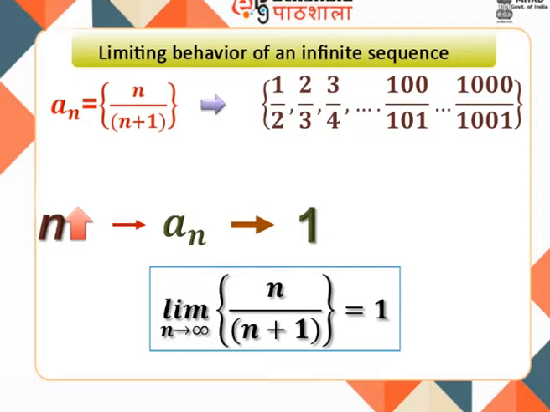As n becomes larger and larger, successive terms become closer and closer to unity, but none of the terms is exactly equal to unity. This behavior is expressed by writing limit n tends to infinity of n upon n plus 1 is equal to 1, where the symbol tends to implies very close to or tending to, but not equal to.